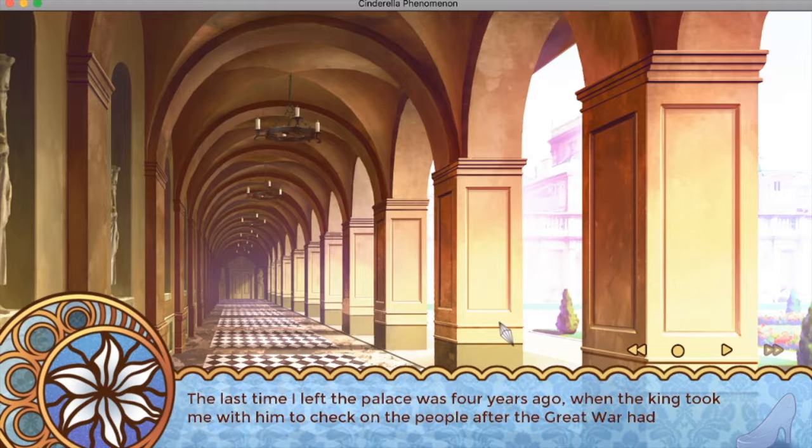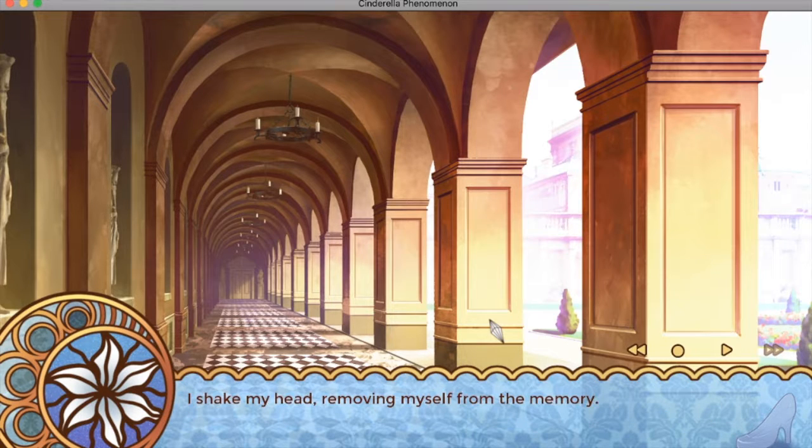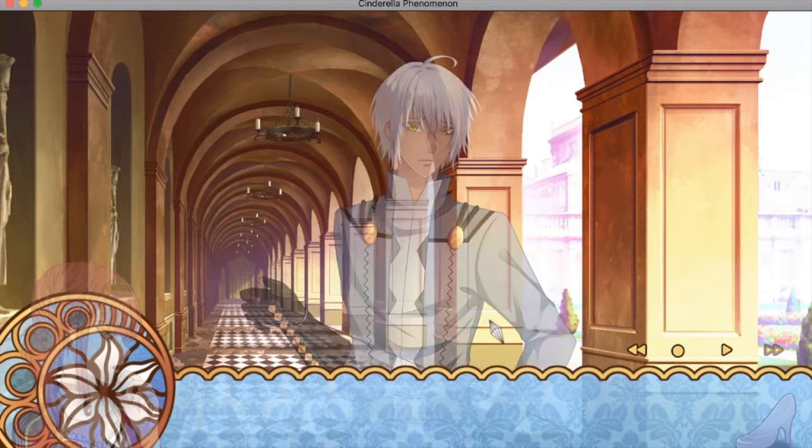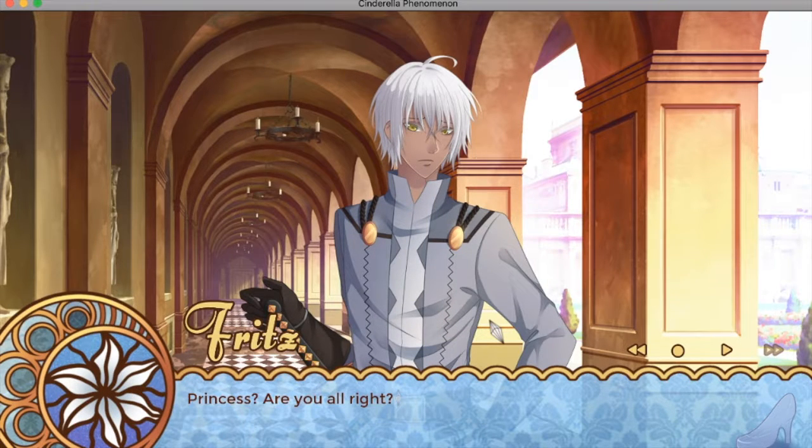The last time I left the palace was 4 years ago, when the king took me with him to check on the people after the Great War ended. I shake my head, removing myself from the memory. I am safe here. Princess, are you alright?